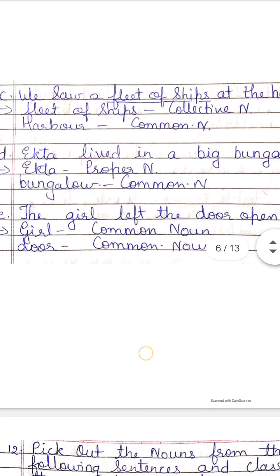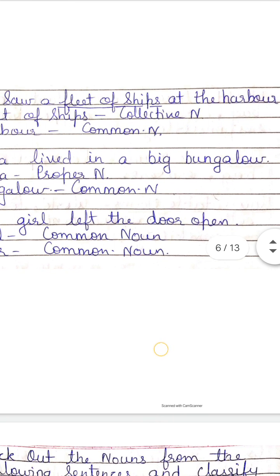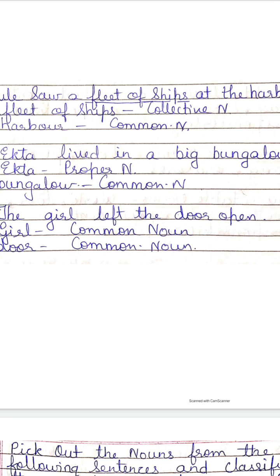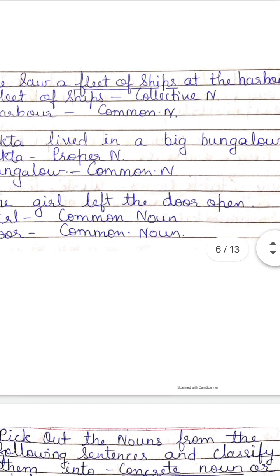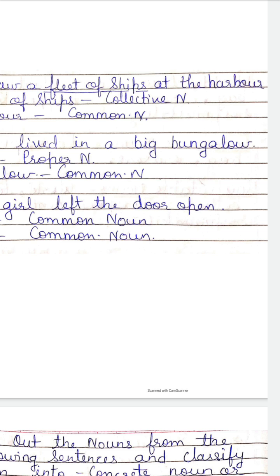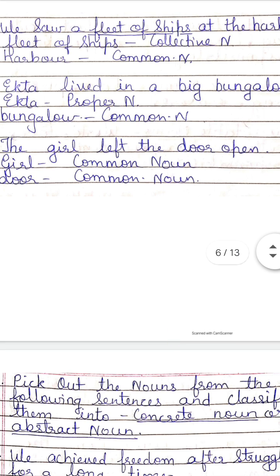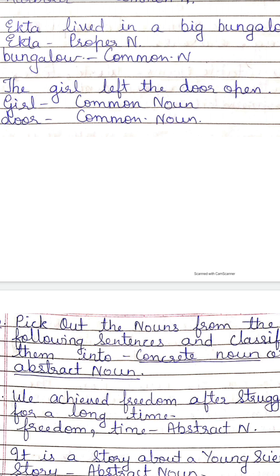We saw a fleet of ships at the harbor. Now here we have one collective noun, fleet of ships, and one common noun, harbor. Okay, so fleet of ships is a collective noun, and harbor is the place where ships are boarded. Therefore harbor is a common noun. Ekta lived in a big bungalow. So here we have two nouns, Ekta and bungalow, where Ekta is a proper noun and bungalow is a common noun. The girl left the door open. So here the girl is a common noun, door is again a common noun.